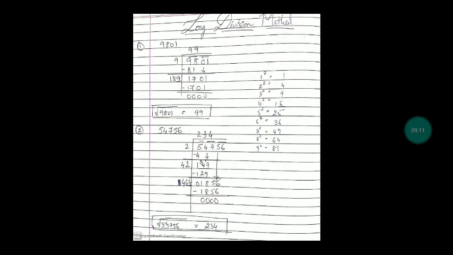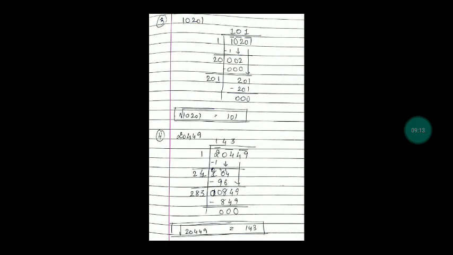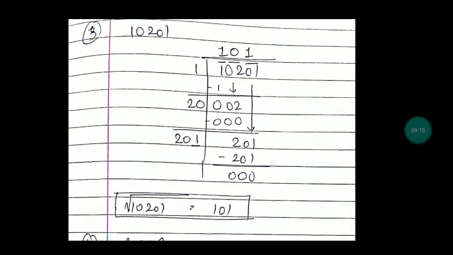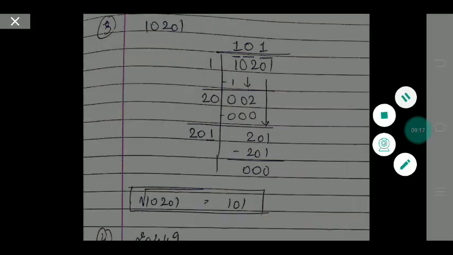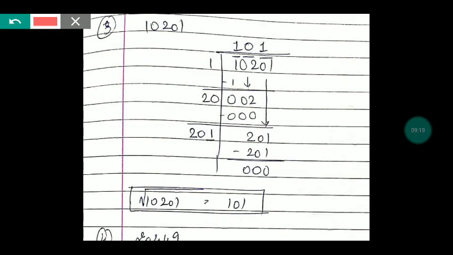Now we move to the next question: 10201. Again, the first thing is dividing the numbers into groups of 2. So 01 becomes the first group, 02 becomes the second group, and 1 becomes the third group. Don't forget to divide it starting from the unit digit's place.